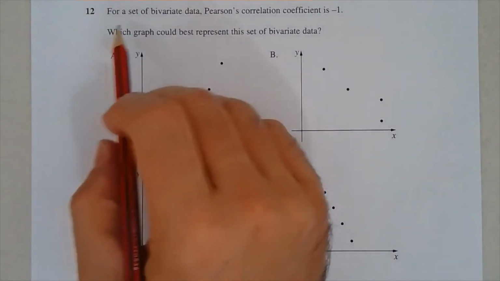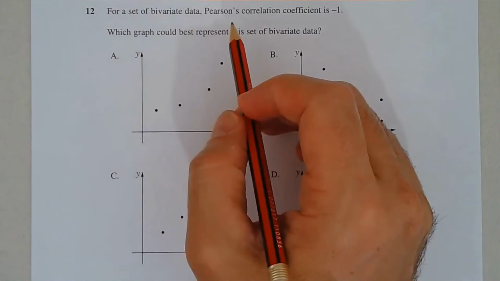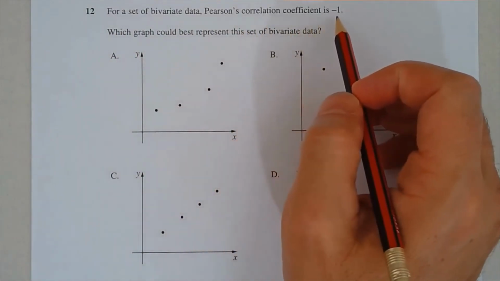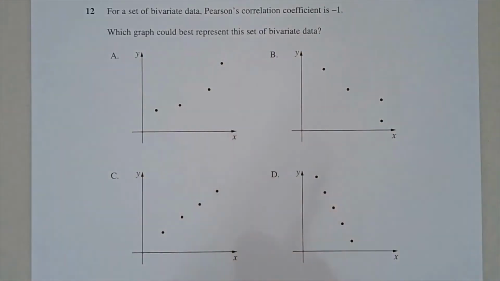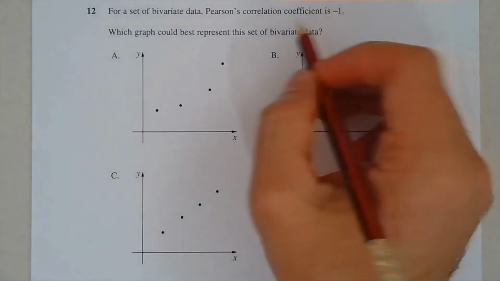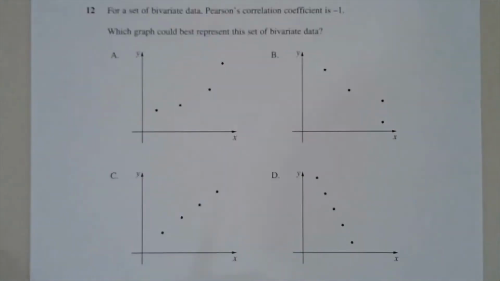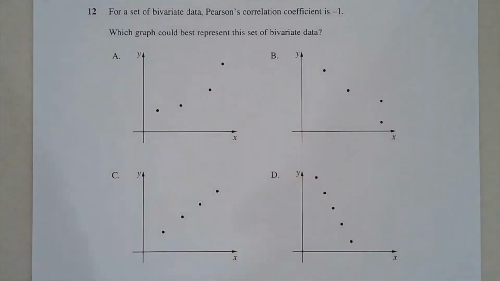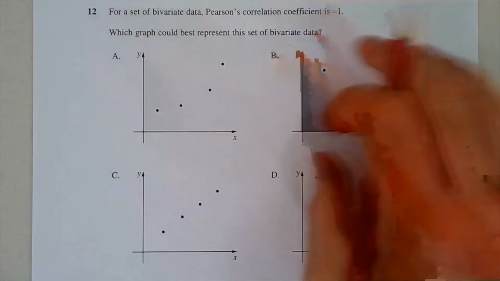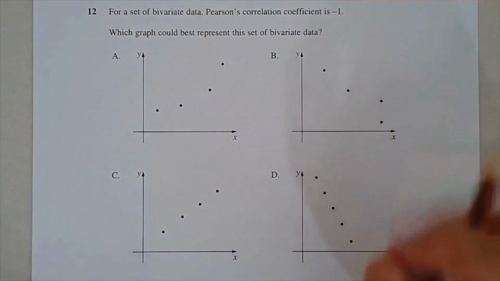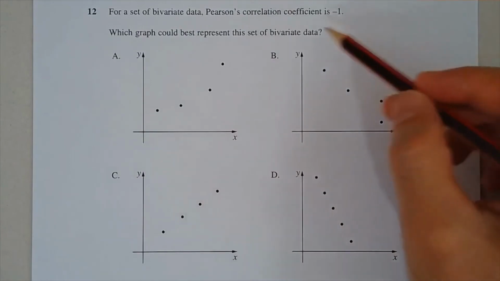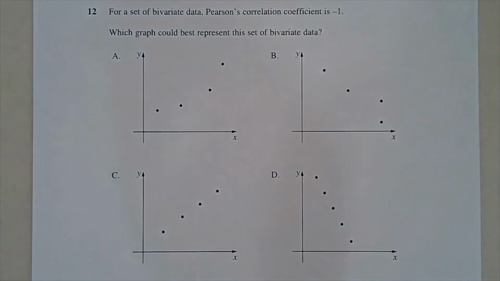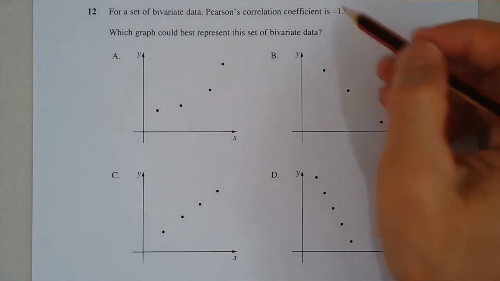Question 12. For a set of bivariate data, Pearson's correlation coefficient is -1. Which graph could best represent this set of bivariate data? Now, it helps to know some of your correlation coefficients. Correlation coefficient of 0 means no correlation whatsoever, and it looks like a cloud of dots. But when there's a pattern there, if it's an upward trend, it's a positive number for the correlation coefficient. If it's a downward trend, then it's a negative number.